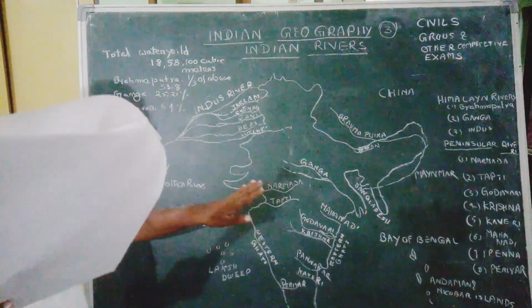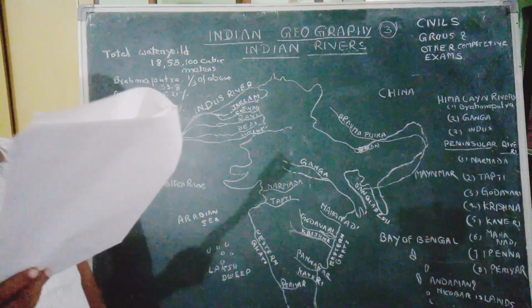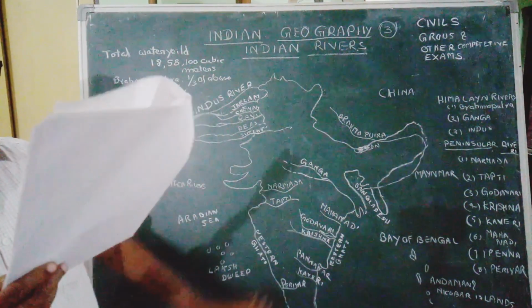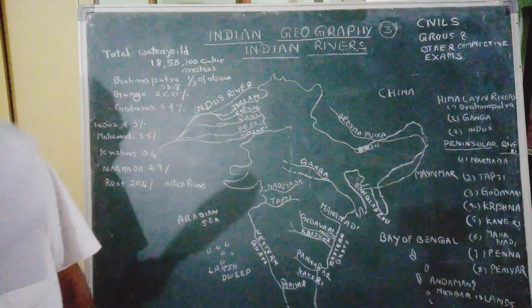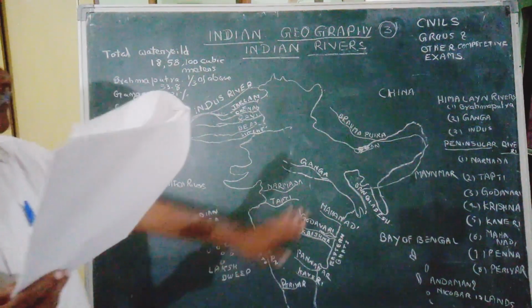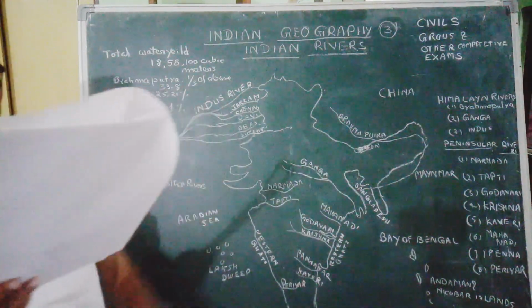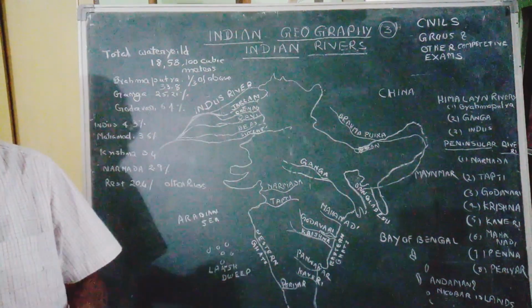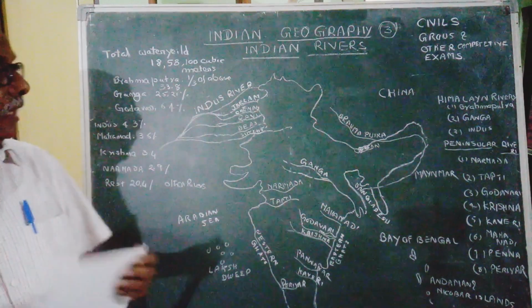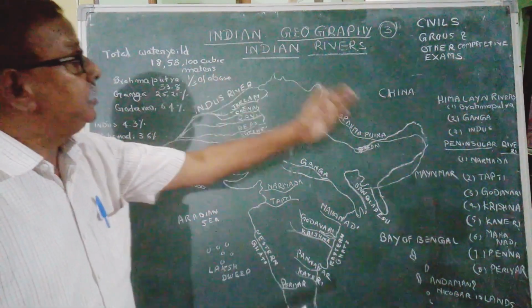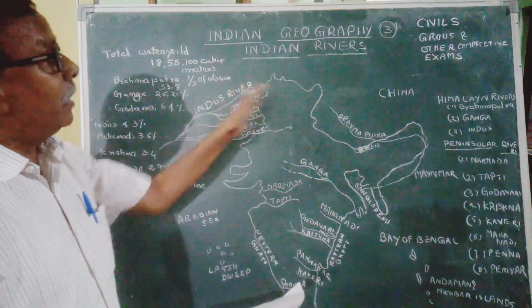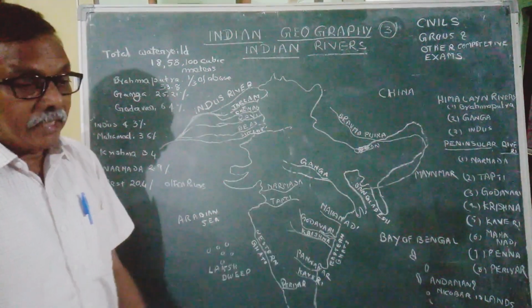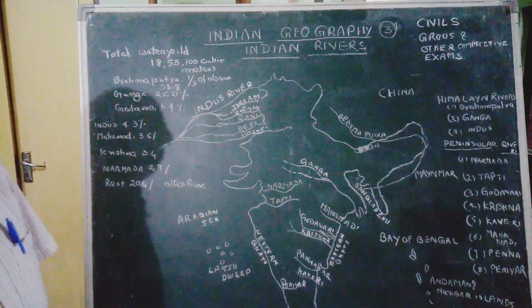It covers the states of Arunachal Pradesh, Assam, and West Bengal in India. The delta of Brahmaputra and Ganga is called Sundarbans. And these are the gist of Himalayan rivers. Let us go to the peninsular rivers.